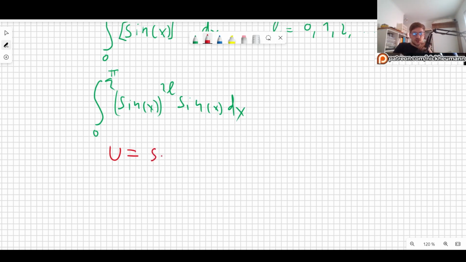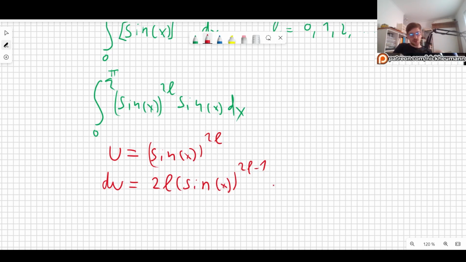So u is going to be sine of x to the 2l, and thus taking the derivative is going to be very easy. It's simply 2l, this is the chain rule, sine of x to the 2l minus 1, and now times the derivative of what is inside, which is sine, so the derivative of sine is cosine, so we get cosine of x dx. And we choose dv to be sine of x dx. So we integrate sine, we get minus cosine of x.